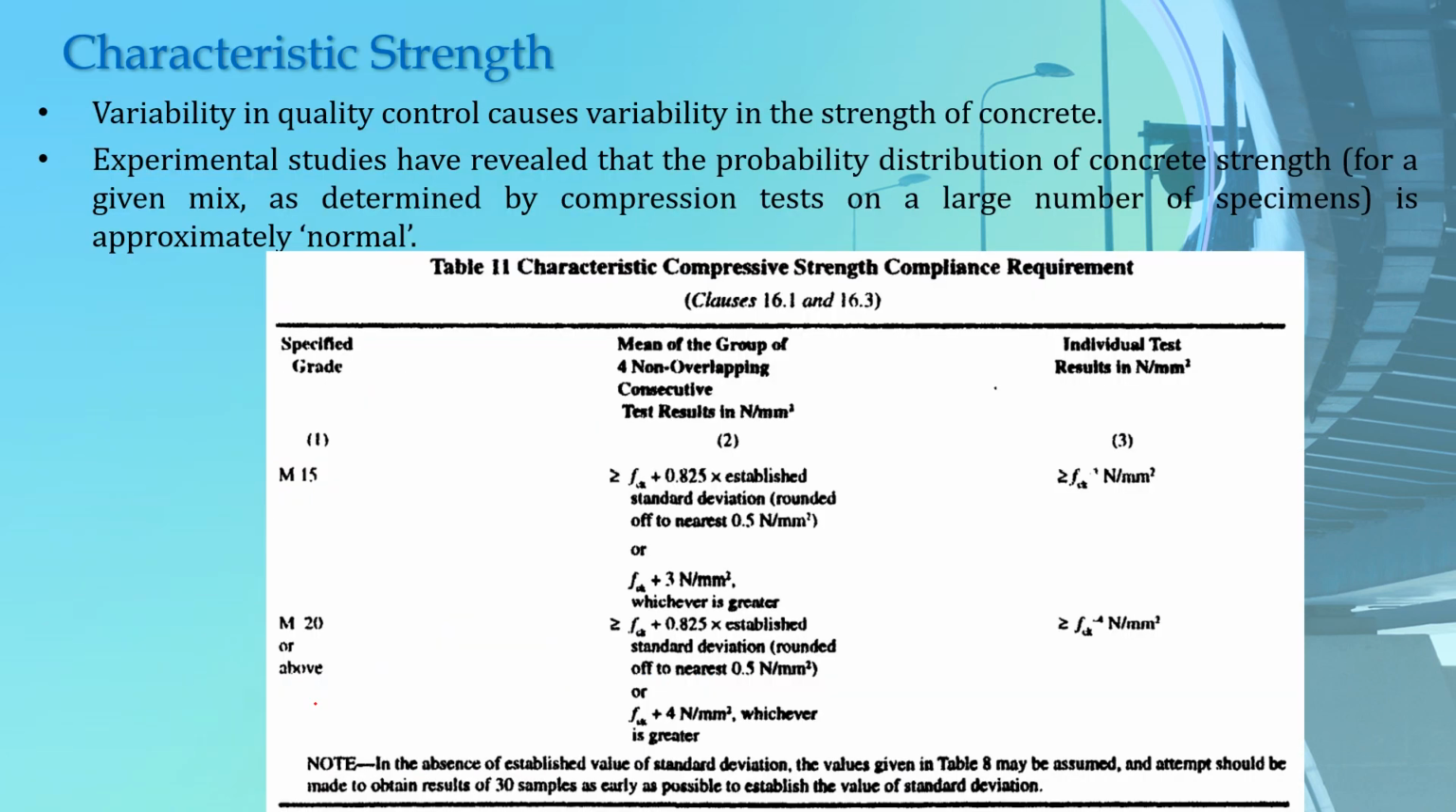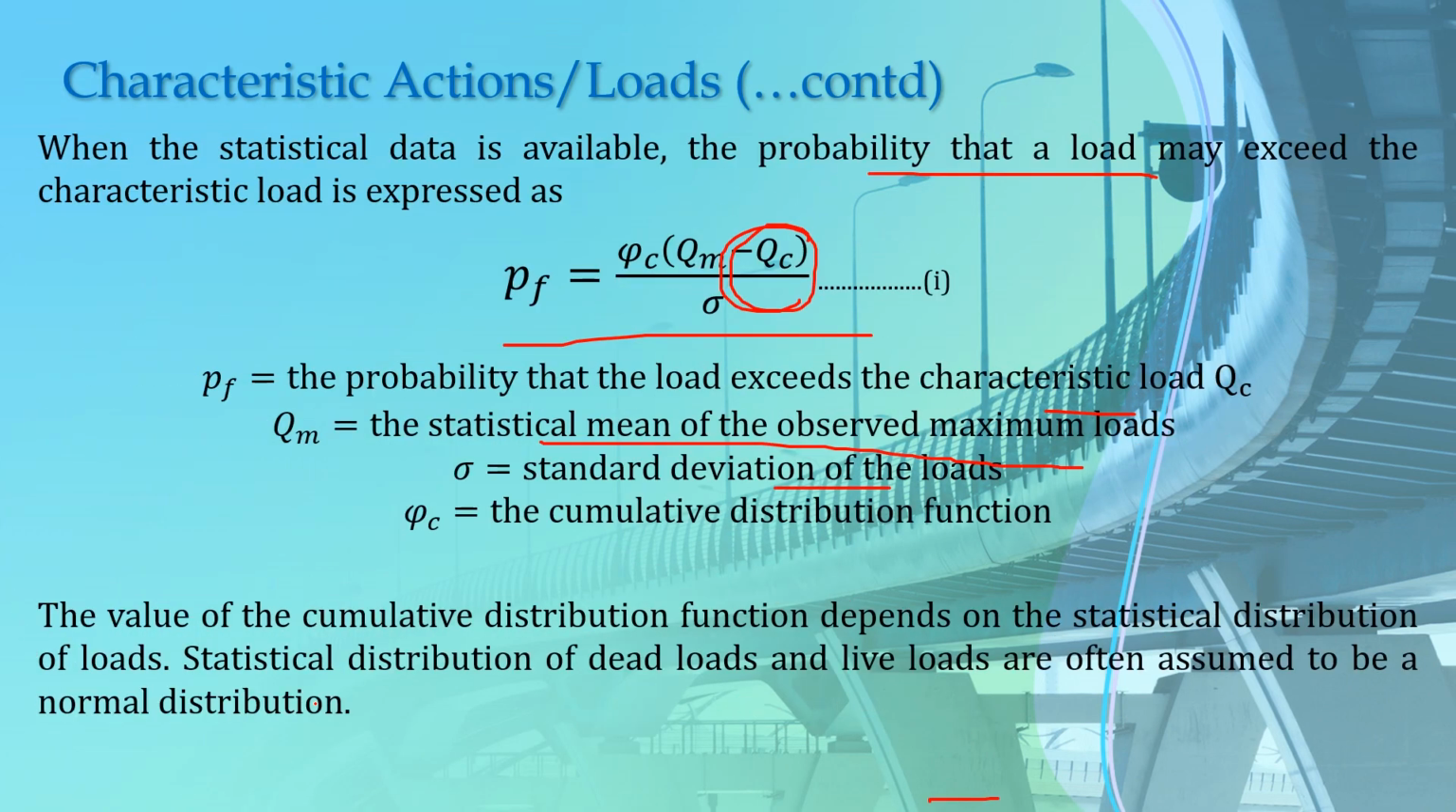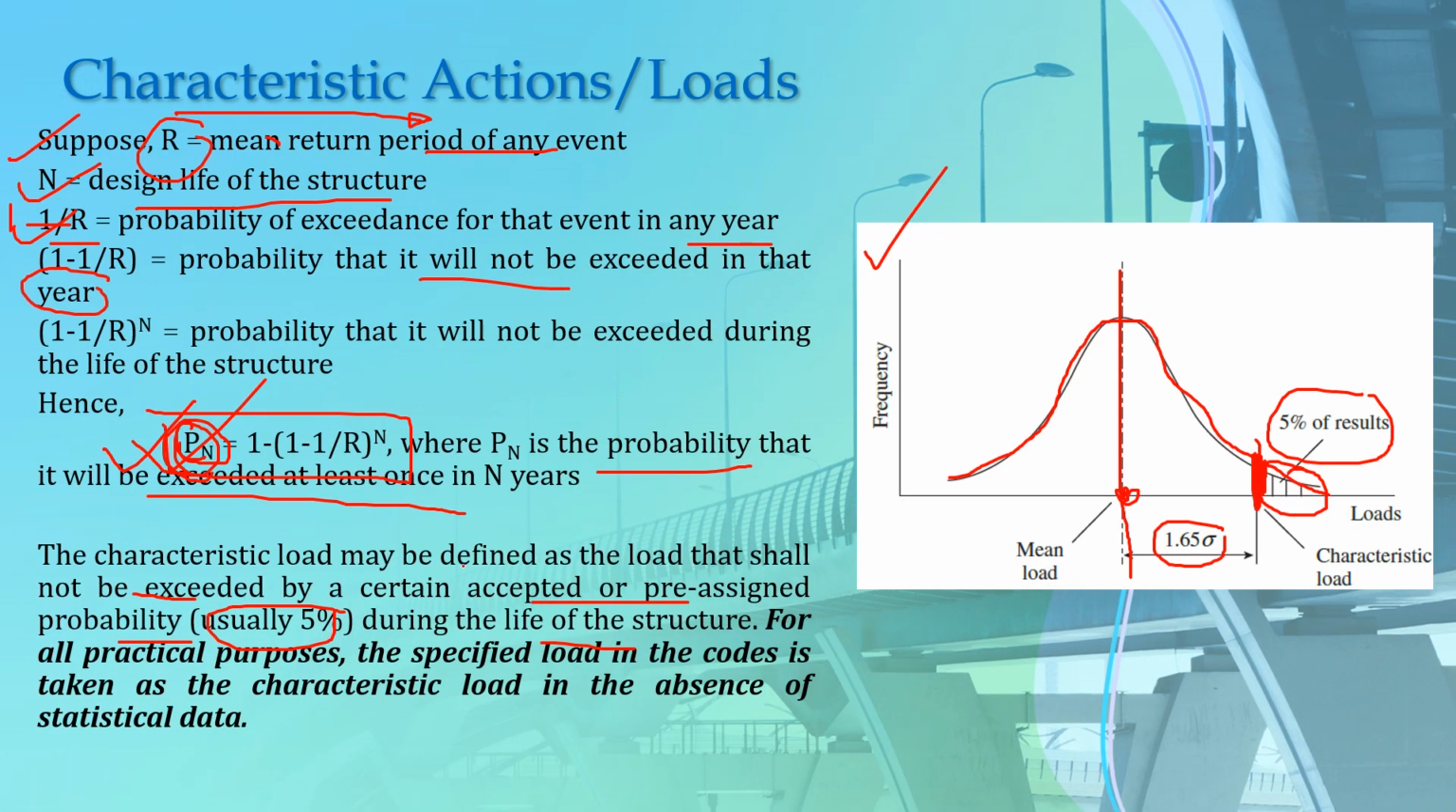And now characteristic strength. The definition is the same. If you look at the definition of characteristic load, it says that it is the load that shall not be exceeded by a certain percentage, that means 5%, during the life of the structure. Similarly, characteristic strength means that strength of the material which is not exceeded by more than 5% of all the samples during the life of the structure.